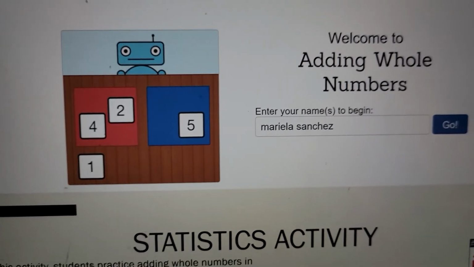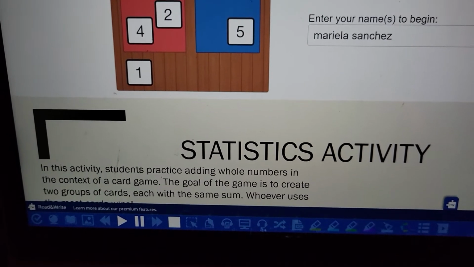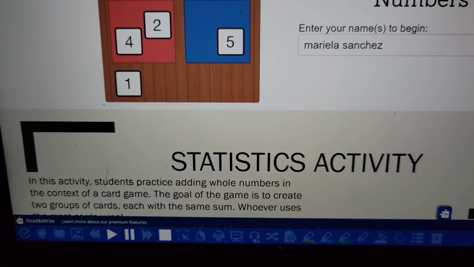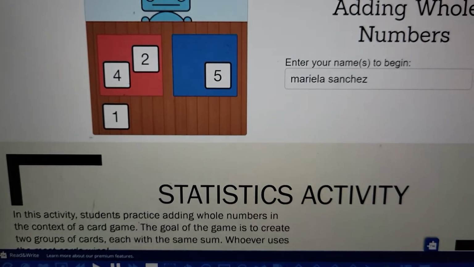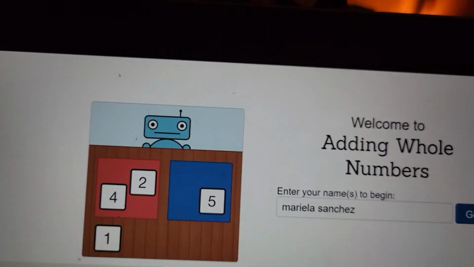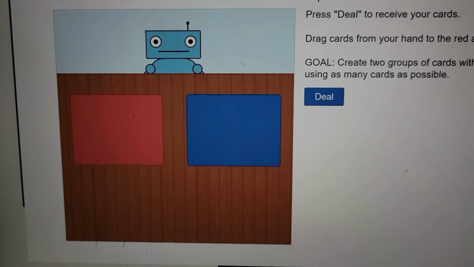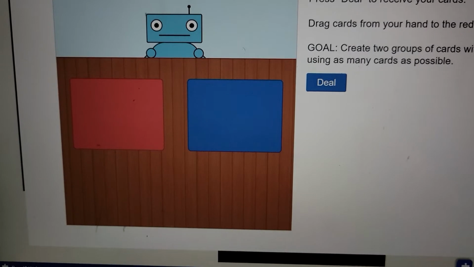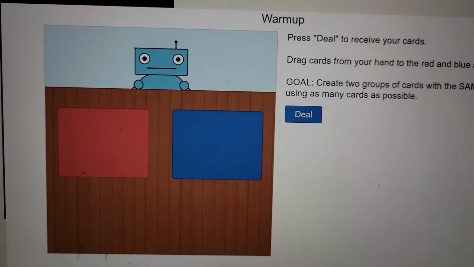So the first Desmos activity that I did was Welcome to Adding Numbers. It was my statistics activity. In this activity, students practice adding whole numbers in the context of a card game. The goal of the game is to make 2 groups of cards, each with the same sum. Whoever has the greatest number wins. So basically, the concept is you have a red square and a blue square, and you want to make these squares equal the sum, but you want to have the greatest number of cards in there.